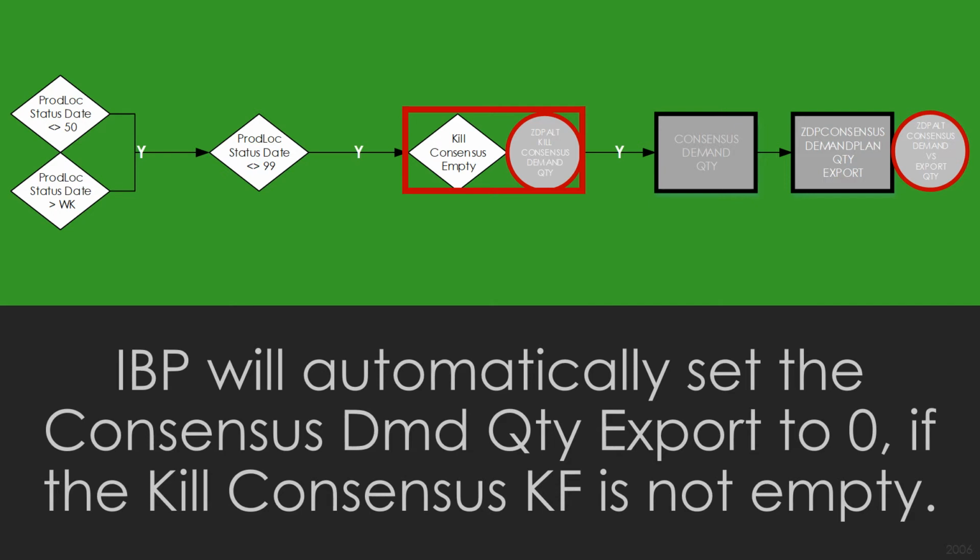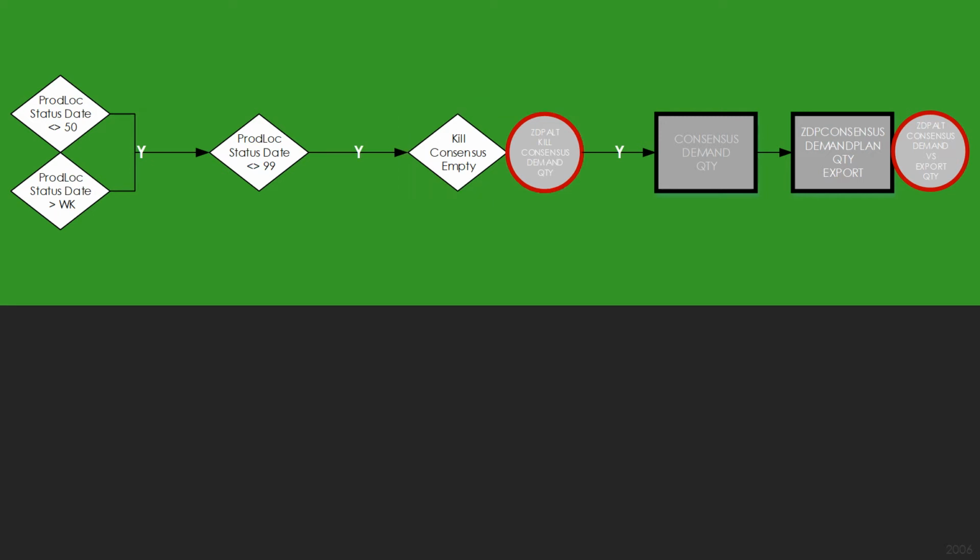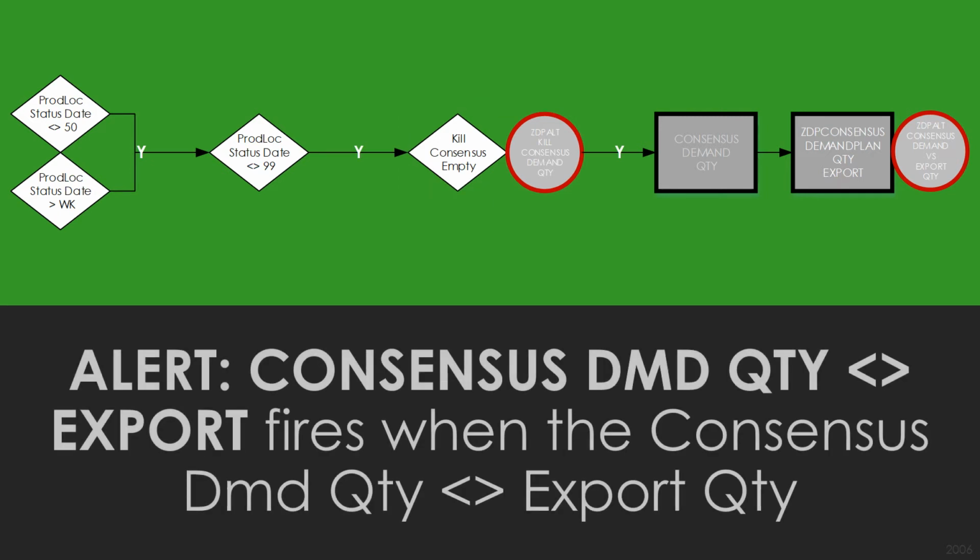IBP will automatically set the consensus demand quantity export to 0 if the kill consensus key figure is not empty. Alert, consensus demand quantity doesn't equal export. Fires when the consensus demand quantity does not equal the export quantity.